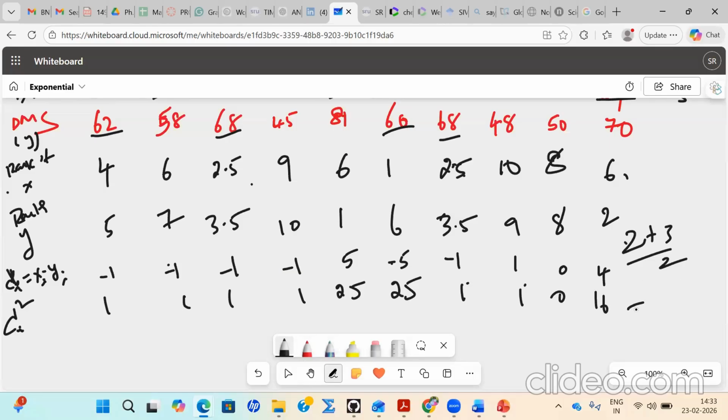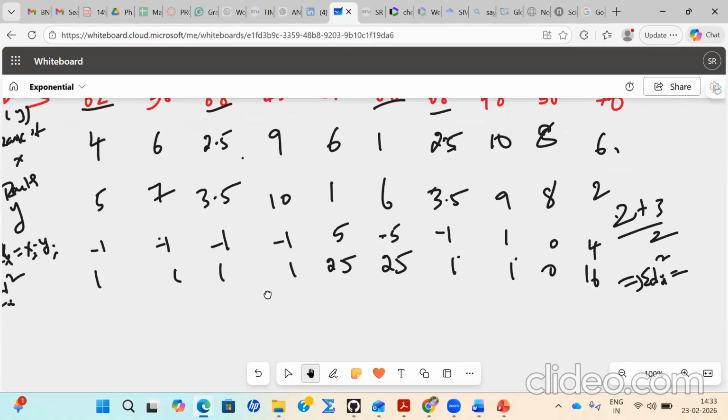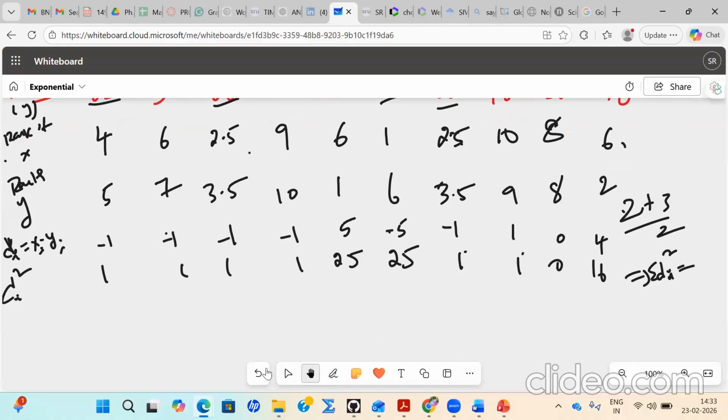Now calculate sigma di square. Add all of them. Tell me the value. How much will you get? 72. You are getting 72? You may get around 72. Check once. 72. Now once you have done this, we have to add all the correction factors.